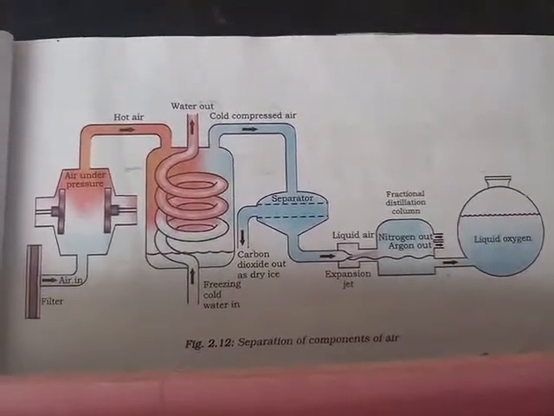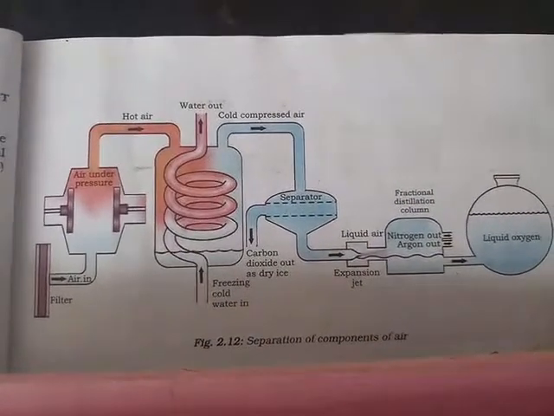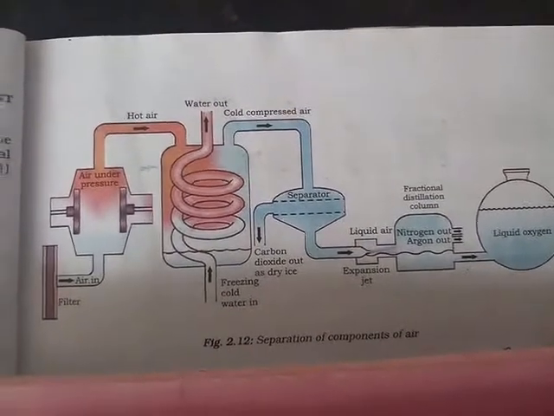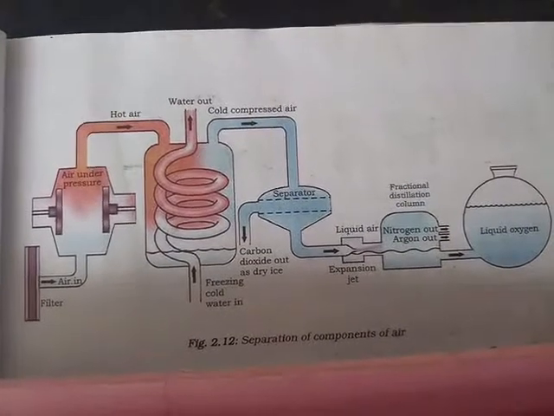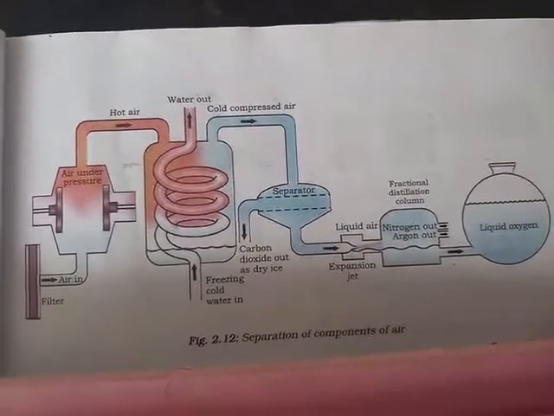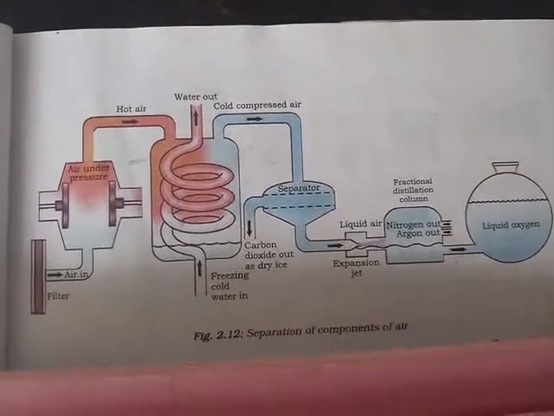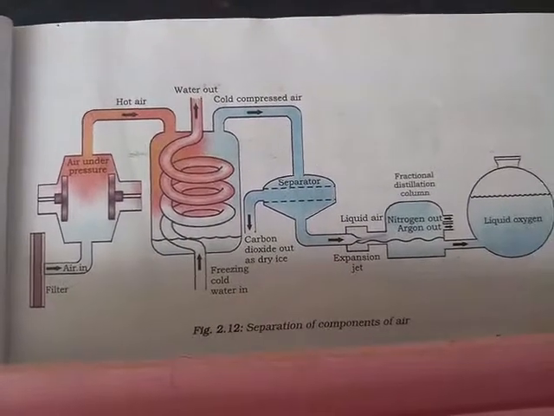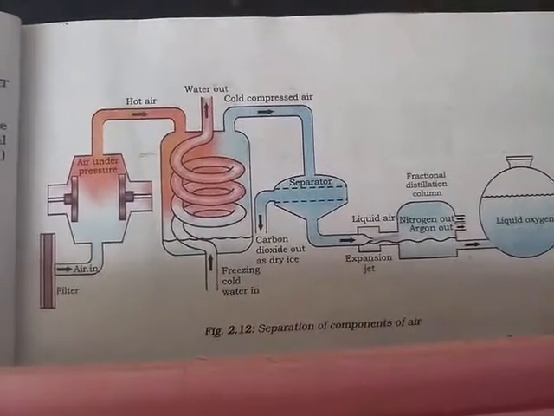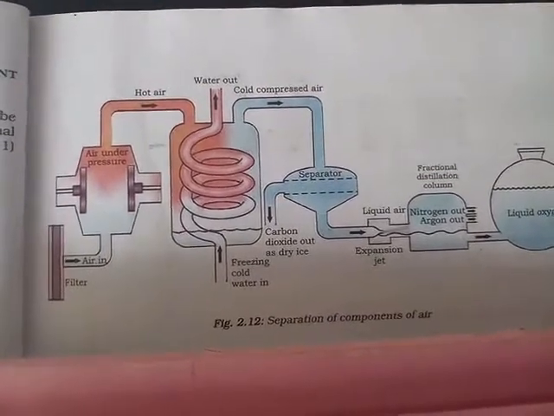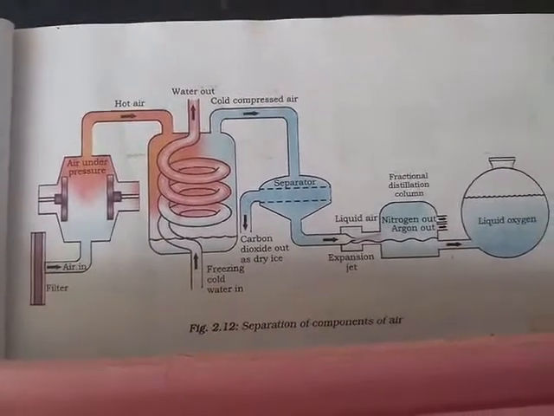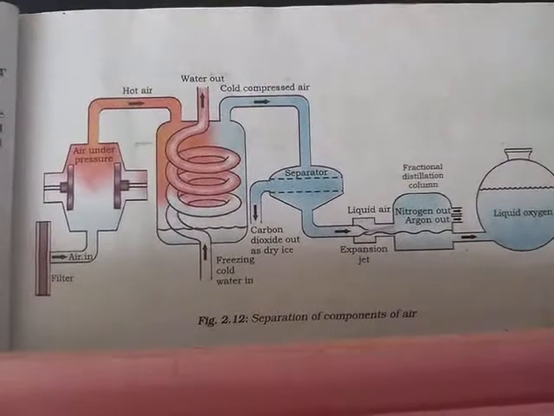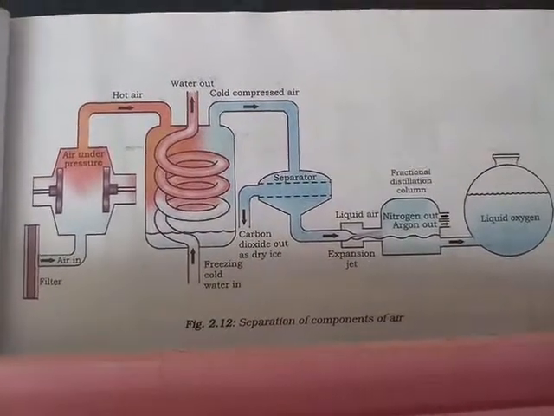Air is first passed through a filter to remove impurities such as dust. The filtered air goes through a compressor, where it is compressed at a high pressure of about 200 atmospheres. The compressed air passes to the freezing unit where it is cooled to minus 200 degrees Celsius. The cooled and compressed air goes to the separating tank to separate the carbon dioxide as dry ice. The air, now free from carbon dioxide, passes to the expansion jet where it liquefies.